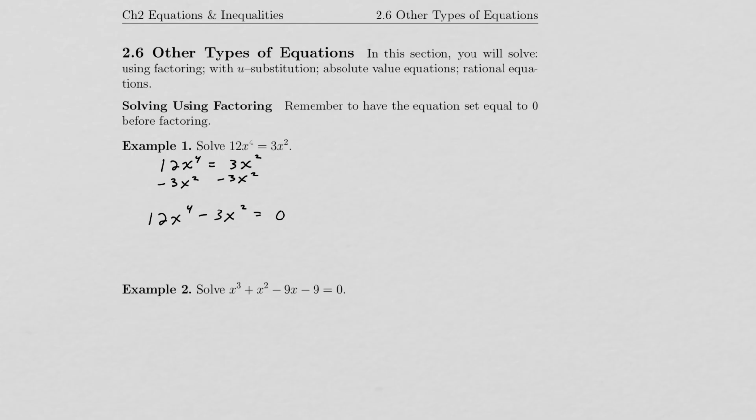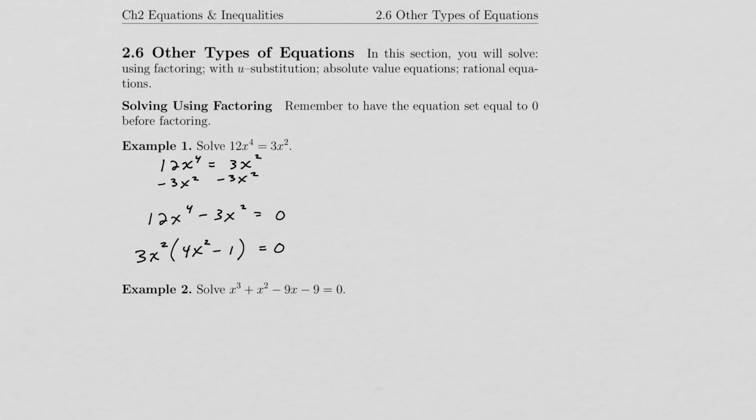Okay, so now what I want to do is I want to factor the left-hand side. Well, first of all, I can pull out the greatest common factor, which in this case, like what's common to both those terms, it looks like a 3 and an x squared, right? So I can pull out a 3x squared. And I'm left with 4x squared minus 1. Okay, and again, that's equal to 0.